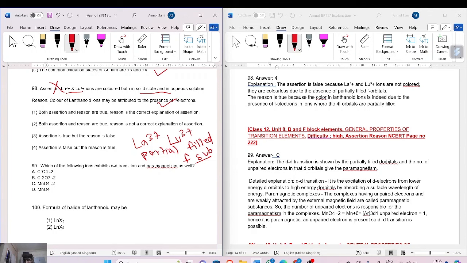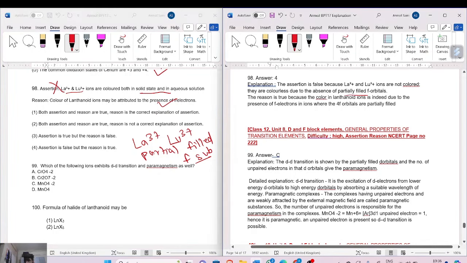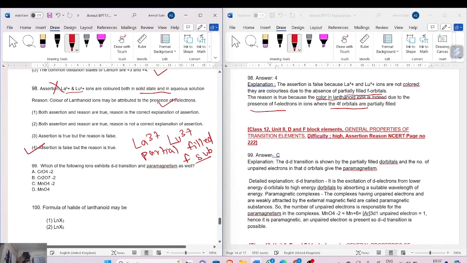We can also read from here. The assertion is false because lanthanum 3+ and Lu 3+ ions are not colored. They are colorless due to the absence of partially filled f orbitals. The color in the lanthanoid ion is indeed due to the presence of f electrons. So they don't have partially filled f electrons, and that's why the assertion is incorrect. But the reason is correct, so option 4 will be correct. Assertion is false, but the reason is true.